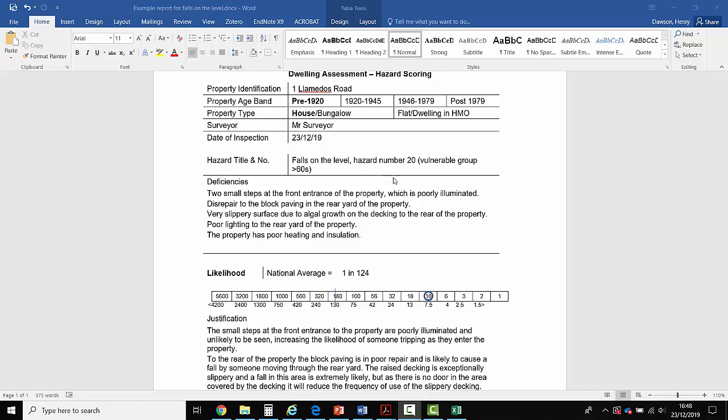Because this is falls on the level, the vulnerable group is the over 60s. That's people over 60 years old. And so we've got to assume that the property is occupied by those over 60.